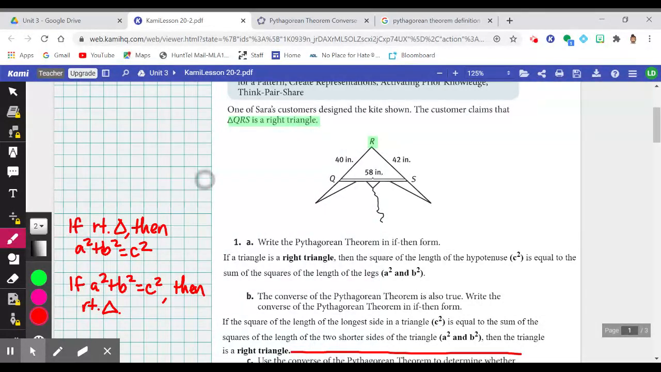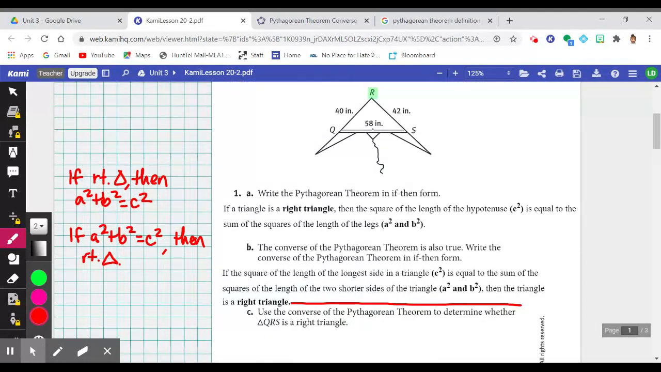So the converse of the Pythagorean theorem is also true. So we're trying to write the converse. So notice a couple things that switched here. The fact that it's a right triangle is now at the end. That's the whole point. We switch the hypothesis. The hypothesis of the theorem is that we start with a right triangle. So now that's going to be pushed to the conclusion.